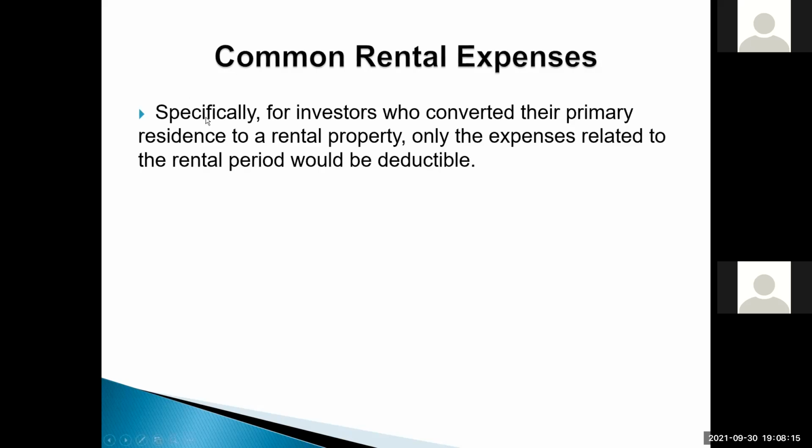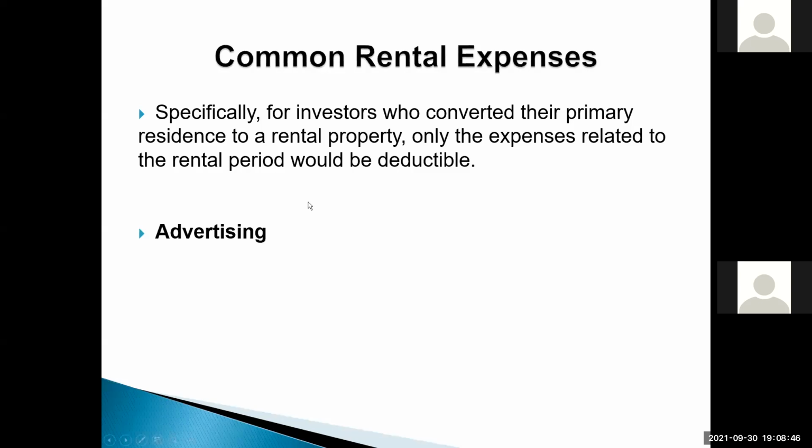When you're converting your residence to a rental property, or vice versa for that matter, all the expenses that we're going to talk about, you can only claim them for the time period that the rental business was operating. So for instance, if you convert your primary residence to rental property as of April 1st, then you'll be declaring 9 months of whatever the expenses are.